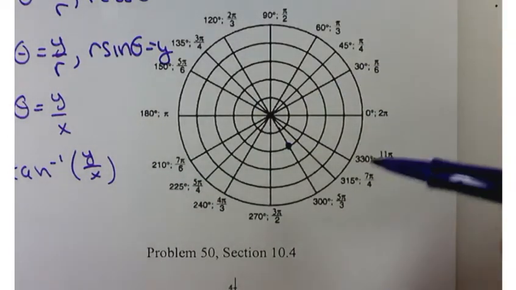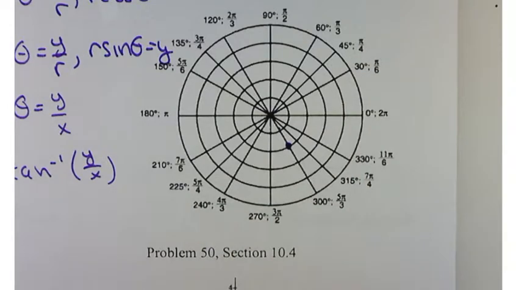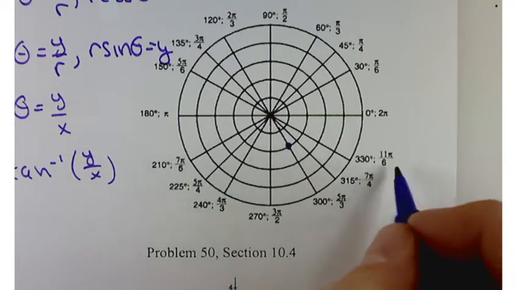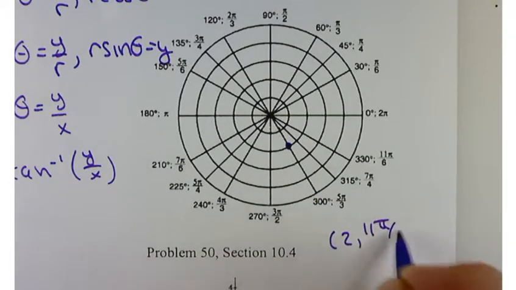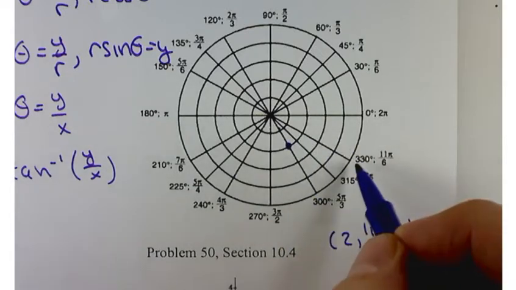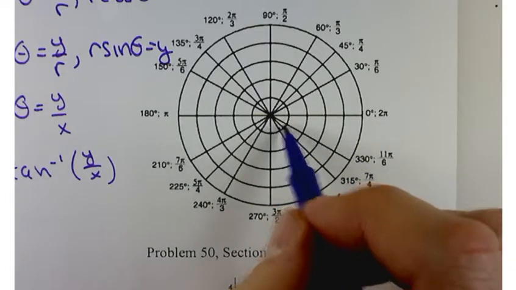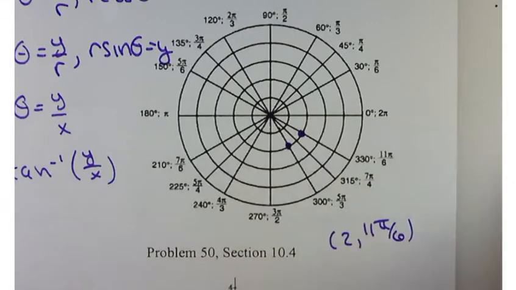Let's try problem number 6-ish, which was also at the point 2. This time we are at 11 pi over 6, so we're trying to graph this one, 2 and 11 pi over 6. So find the angle, move a distance of 2, 1 and 2. But if you're looking carefully, the problems in the book actually have a negative radius, so -2 and 11 pi over 6. That was the actual problem number 6.